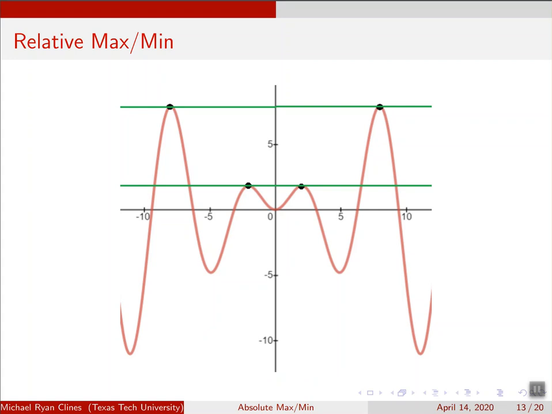So imagine if you didn't have this picture to look at, and all you had was some interval -10 to 10, and you were told to find the absolute maximum.